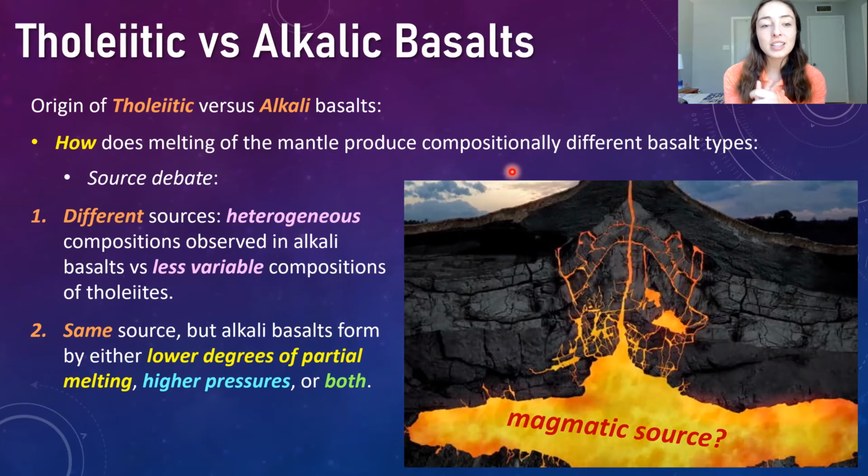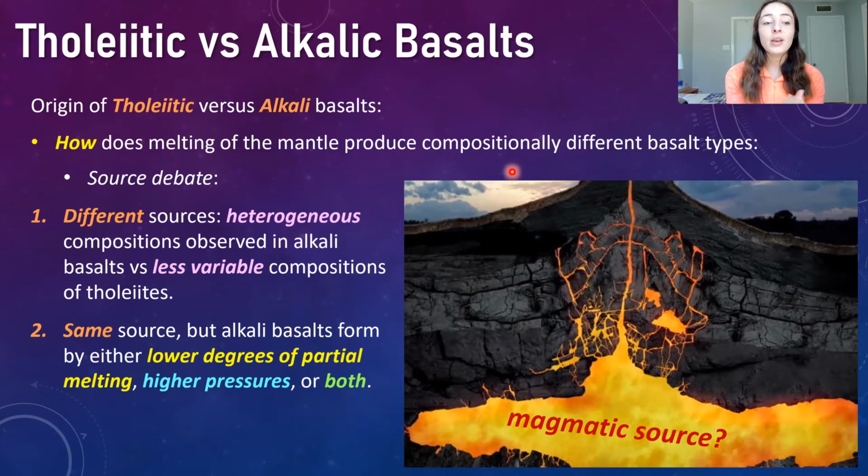So getting back to the rocks that result from such partial melting of the mantle, such as tholeiitic and alkali basalts, one major question remains, and that is, how does melting of the mantle, that is all lherzolite, produce compositionally different basalt types, especially when we just saw the ternary diagram that showed a pretty clear picture of how partial melting affects the lherzolite mantle? This comes down to the source debate.